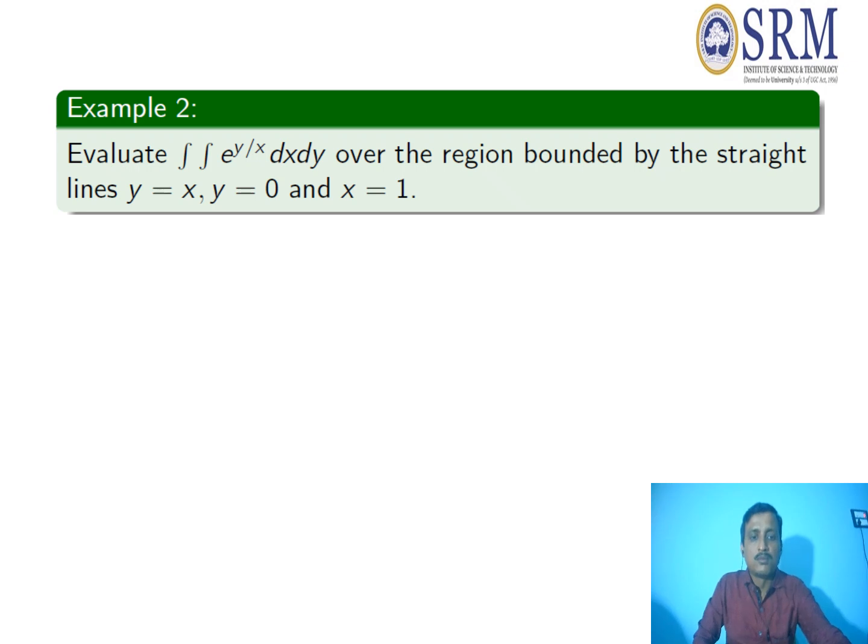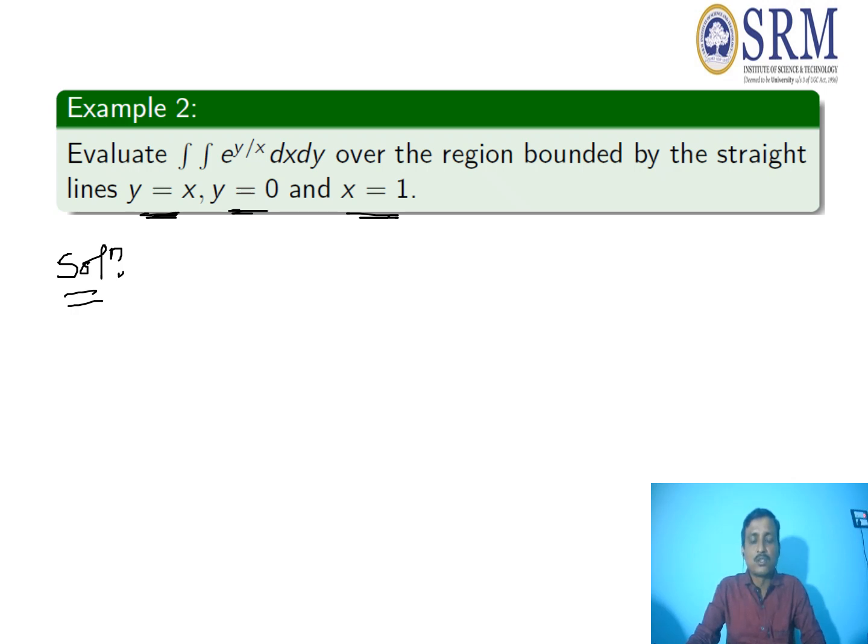If you solve this problem, it is the same type of problem, but the question is different. It says evaluate the double integration of e to the power y by x dx dy over the region bounded by the straight line y is equal to x, this is one straight line, and y is equal to 0 another one, and x is equal to 1 another one. Three curves are there, basically three straight lines. No problem, you will get different types of curves; as in the previous question you have seen one curve was actually a parabola. You may get two curves, and they may be parabolas like this. For this question, all three are straight lines.